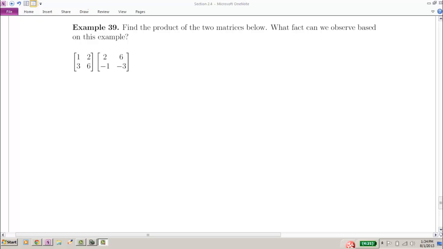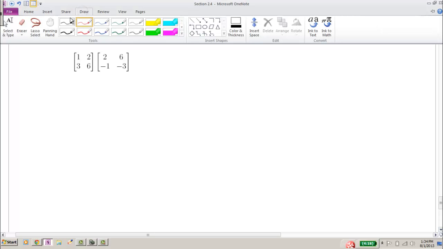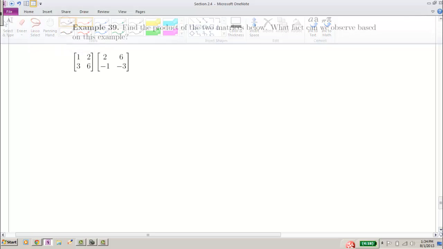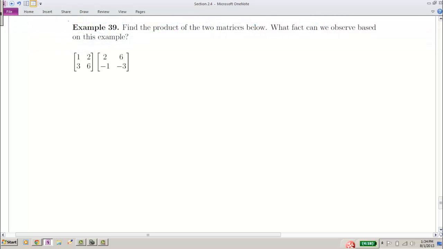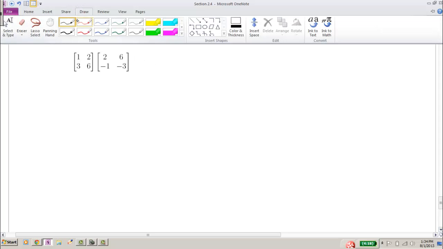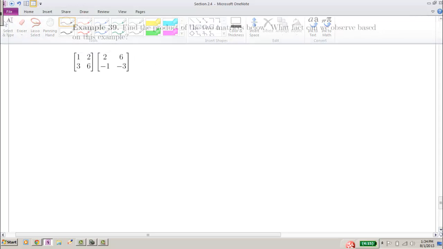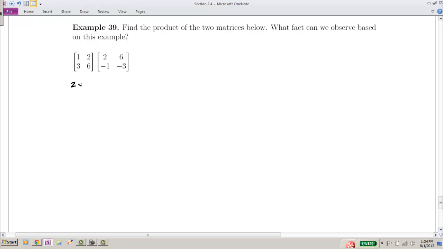In example 39, we've got one more product to find in this section, and we're going to probably notice something a little strange happening that we're not used to, but let's see what we get. Let's start off by examining these matrices just to make sure that the product exists. So this first matrix here, this is a 2 by 2, and the second matrix is also a 2 by 2. So we see that we can multiply them, and we will end up with a 2 by 2 matrix.